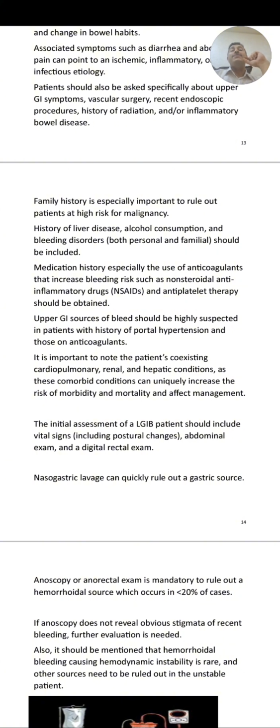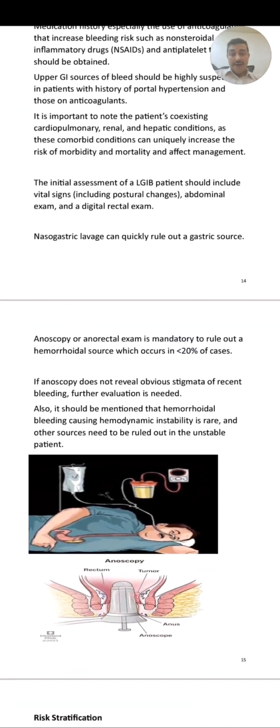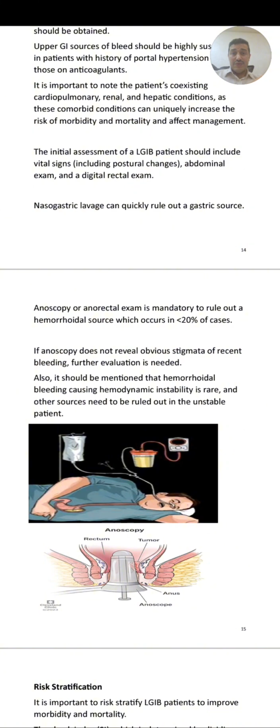Also, we have to rule out anal and proximal rectal disease, such as hemorrhoids and fissure, and this requires anoscopy, examination of the anus. PR is also crucial in the initial management. And actually, I summarize what's written here.